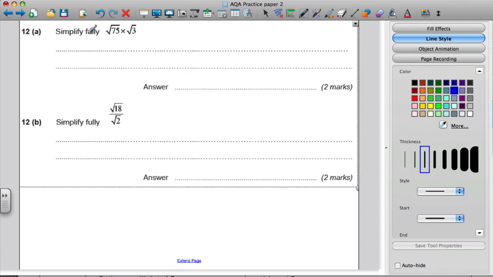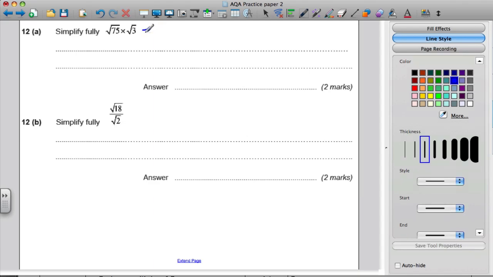Okay, question 12. Simplify fully. Square root of 75 times the square root of 3. When you're multiplying surds, you can just take the square root of the numbers underneath the square root sign multiplied. So that's equal to the square root of 75 times 3, which is equal to the square root of 225, which is equal to 15. You need to know that.